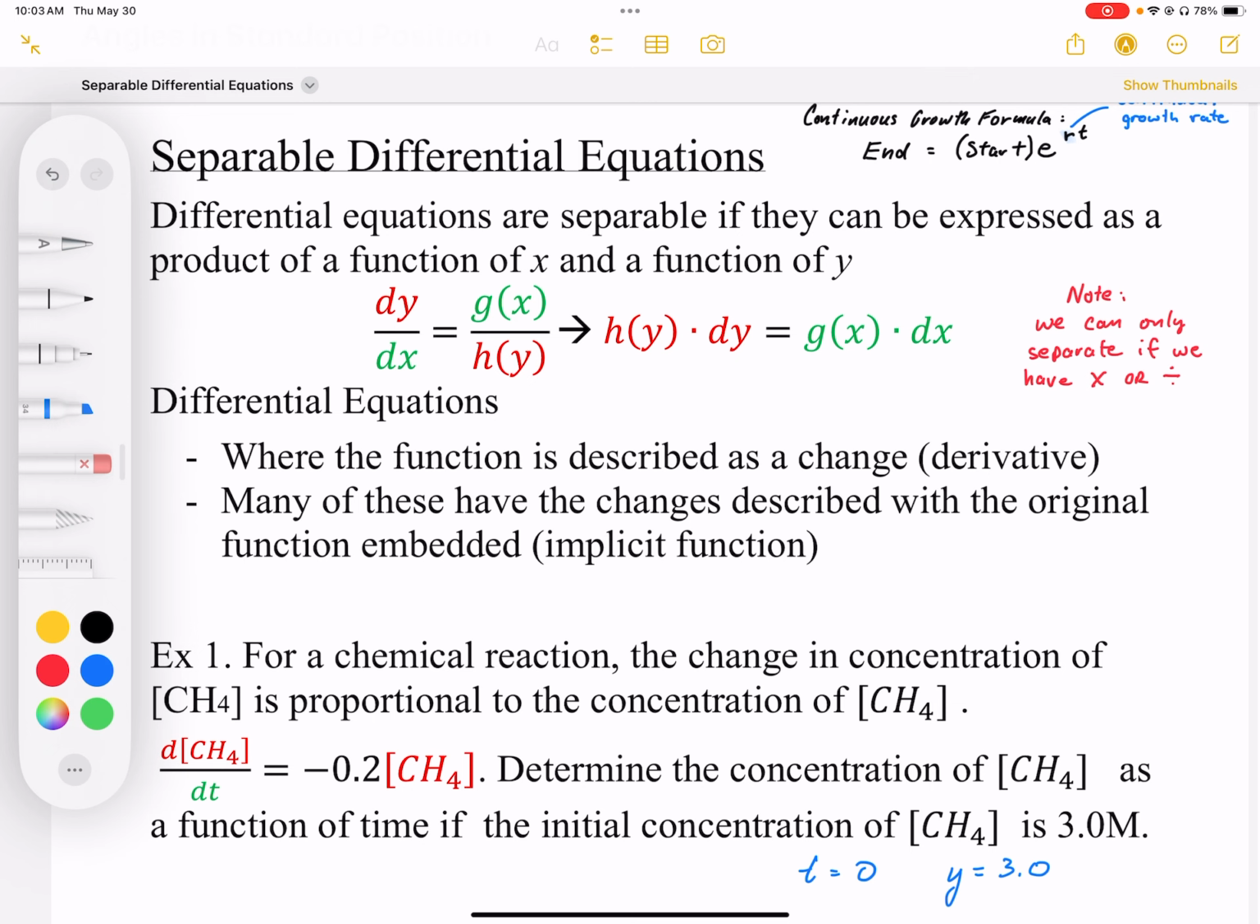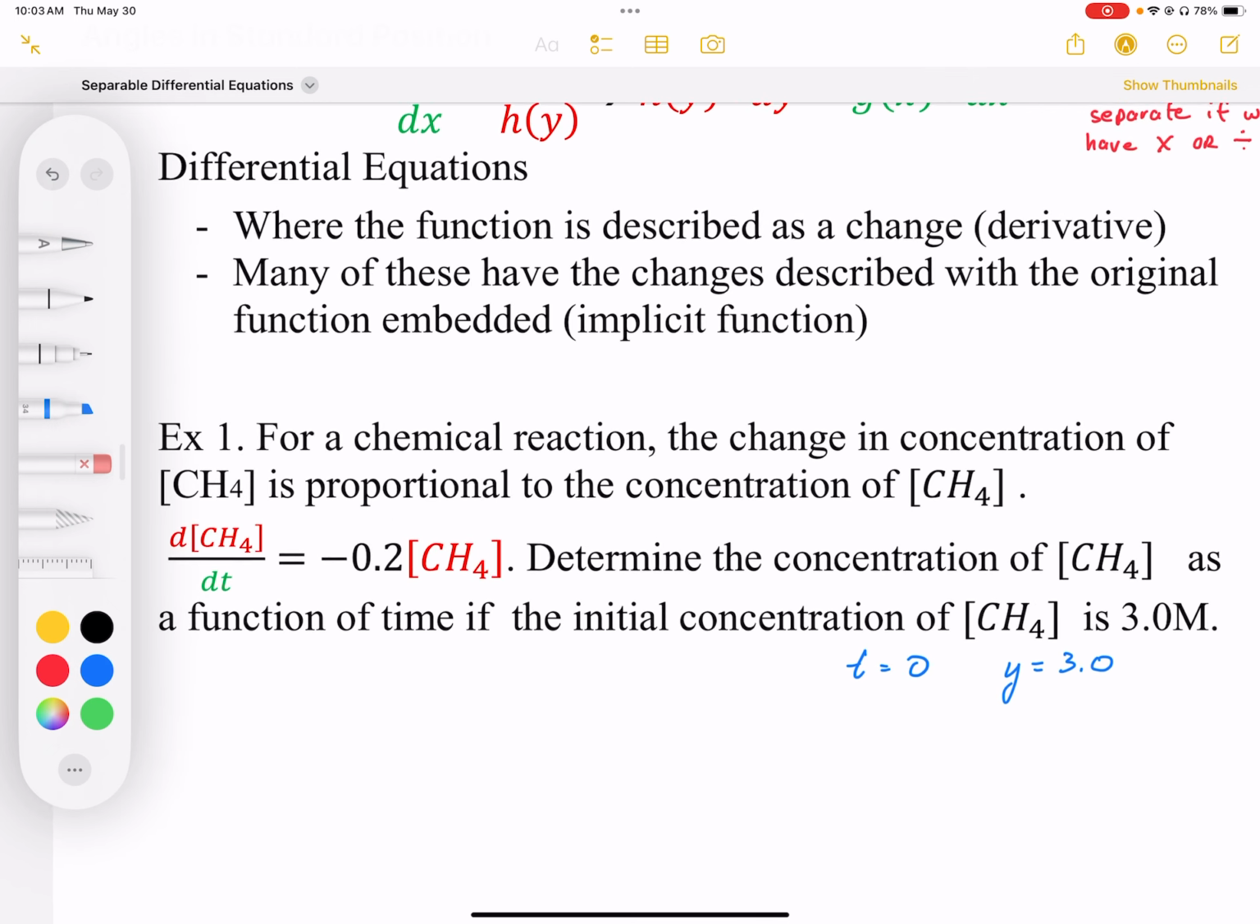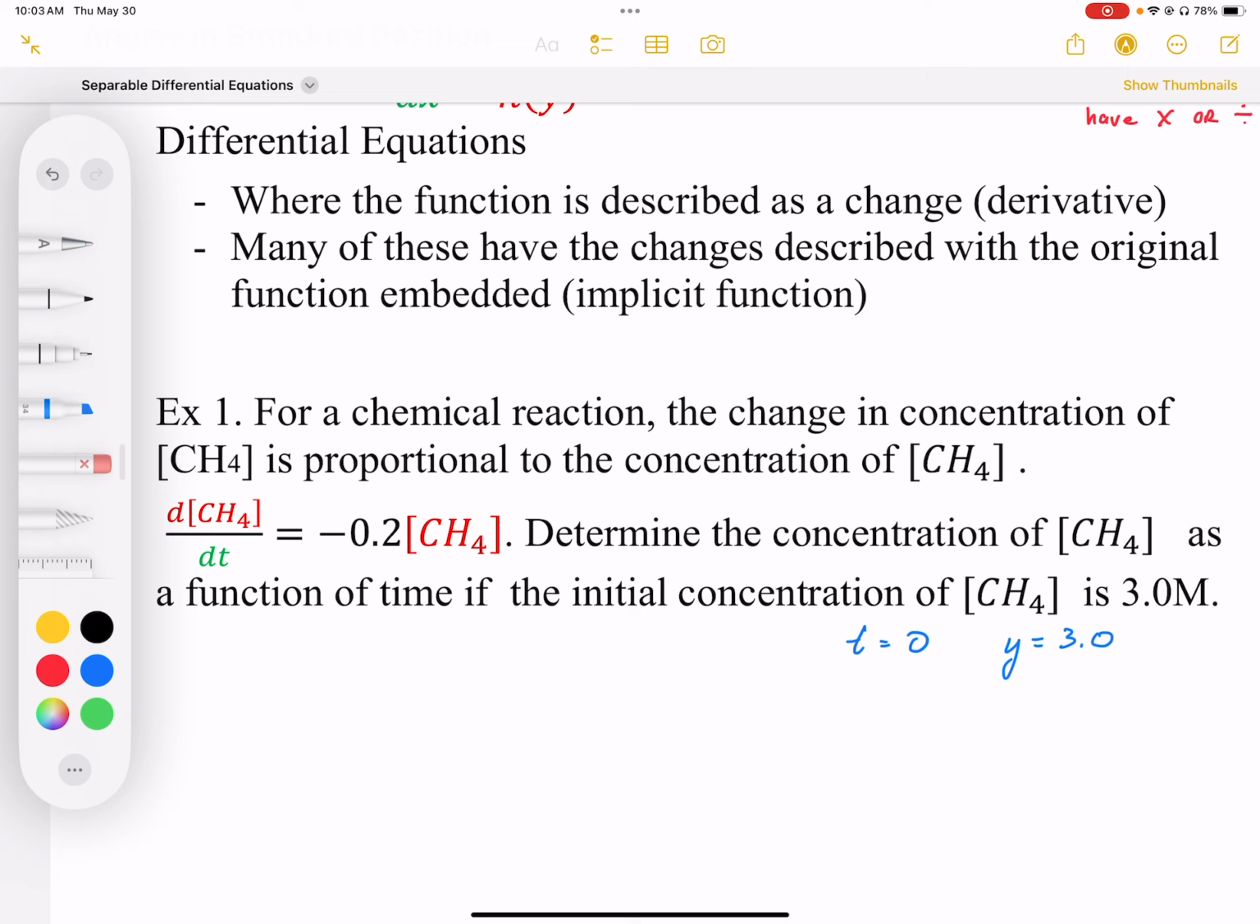So for example, in a chemical reaction, the change in the concentration of CH4, which is methane, is proportional to the concentration of CH4. What that means is the speed at which the concentration changes, or how fast it's consumed, is dependent on how much methane is available. So the more methane is available, the faster it is consumed. Whereas if you only have a little bit of methane, the amount being consumed per second is going to be smaller.